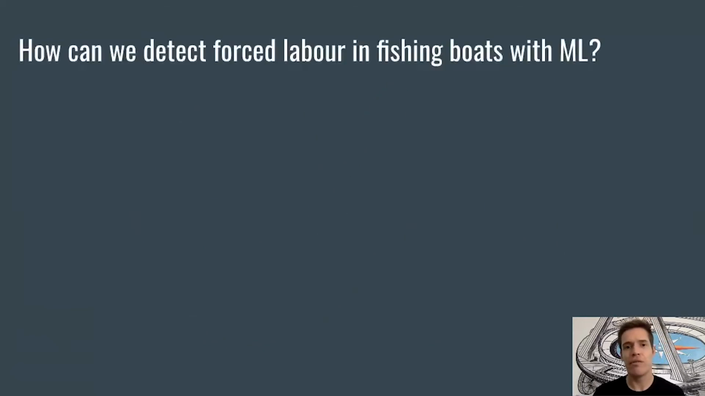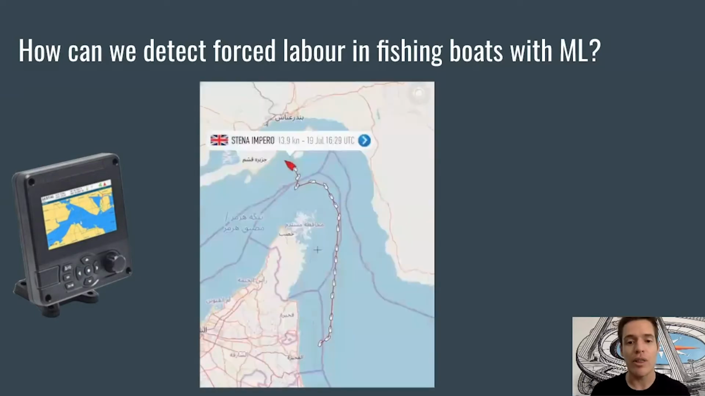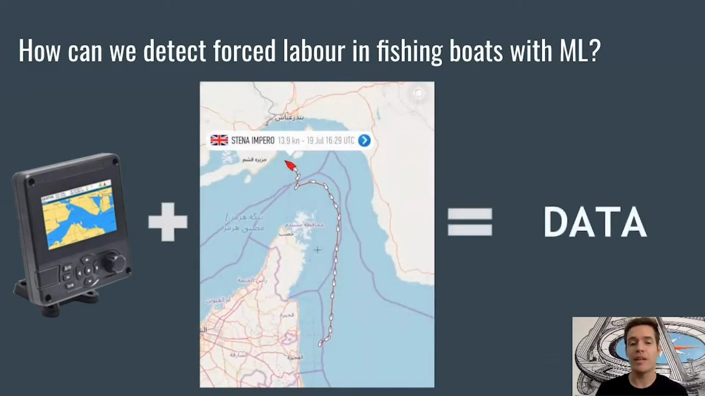So how can we detect forced labor in fishing boats with machine learning? So we use one of these. This is an AIS, or automatic identification system, which is on any fishing vessel over a certain size. What it does is it pings the location of the fishing boats to a satellite. And from that, we get one of these, which is a map of where the boat's gone and where it is going. So if we add these two things together, we have some data.